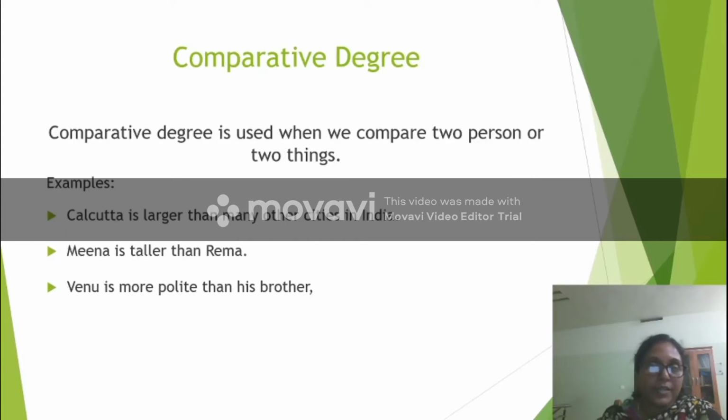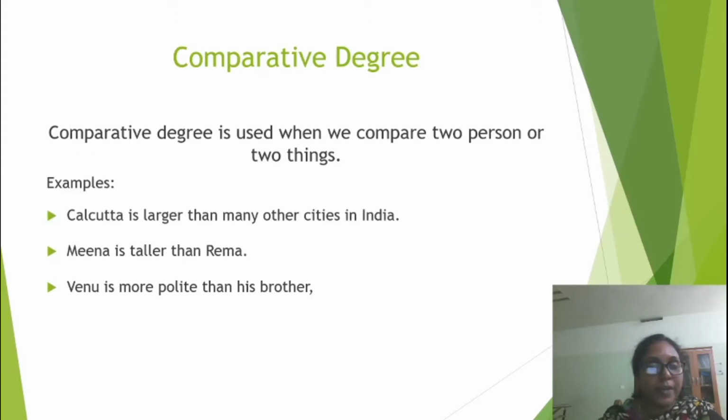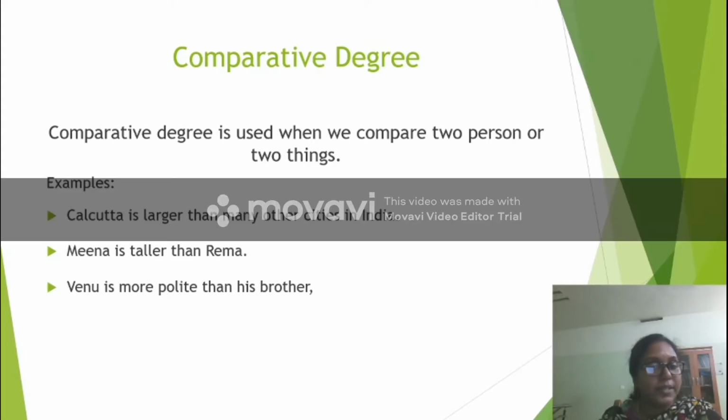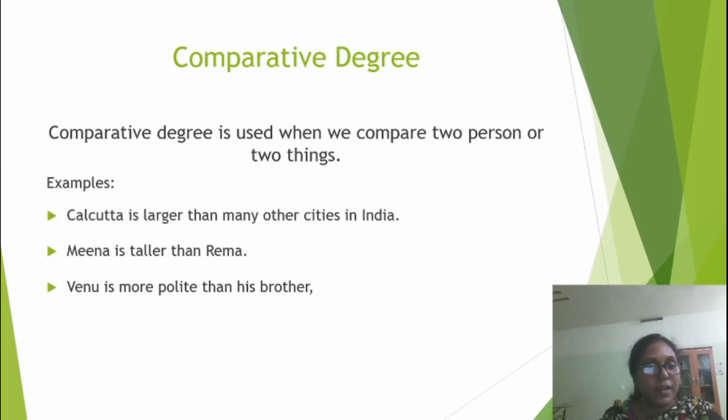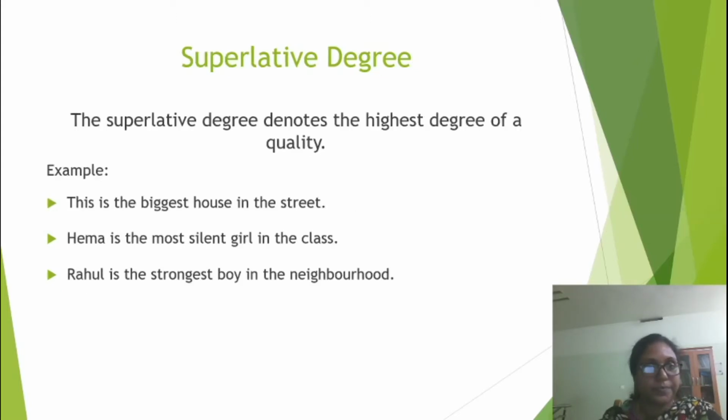Now, comparative degree is used when we have to compare two people or two things or two sets of things. For example, Meena is taller than Rama. So here Meena and Rama are compared. Venu is more polite than his brother. Venu is compared with his brother. Calcutta is larger than many other cities in India. So Calcutta is compared with other cities in India.